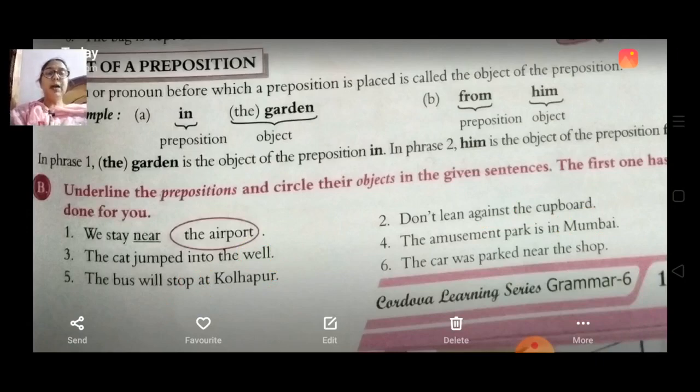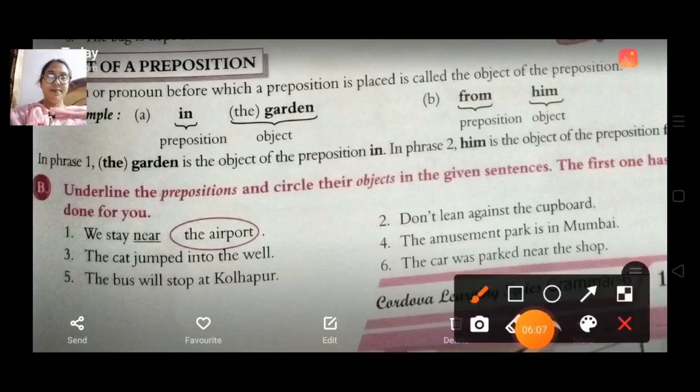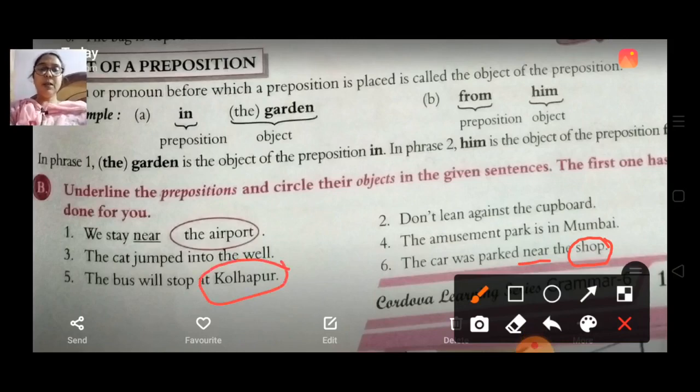Now next is the car was parked near the shop. Where is the car parked? Near the shop. So here we are going to write shop as an object, and near is a preposition. And here Kolhapur is an object and at is a preposition. So we have completed this exercise.